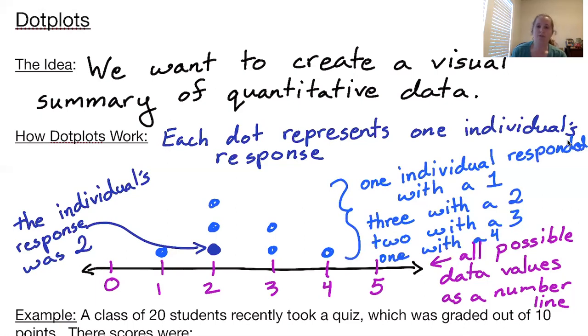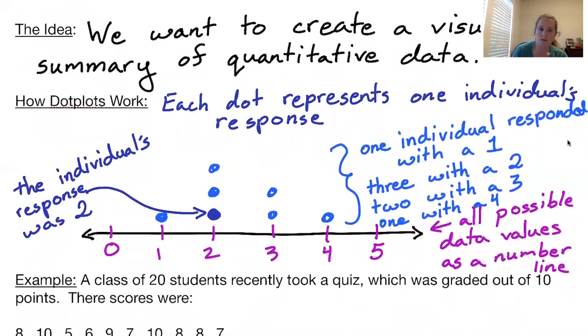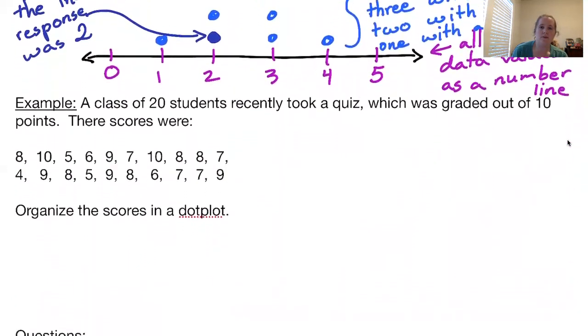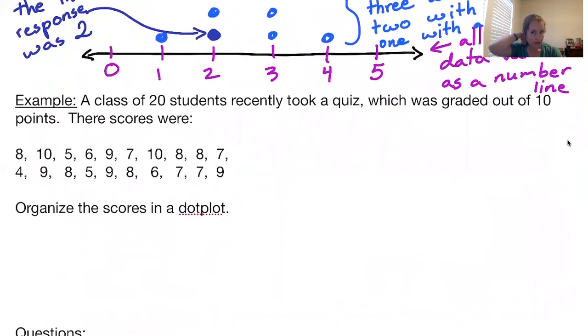We're going to do a more specific example now and fill in our own dot plot. So in this example, a class of 20 students recently took a quiz, which was graded out of 10 points. Scores were 8, 10, 5, 6, 9, 7, 10, 8, 8, 7, 4, 9, 8, 5, 9, 8, 6, 7, 7, and 9. And our job is to organize these scores in a dot plot.